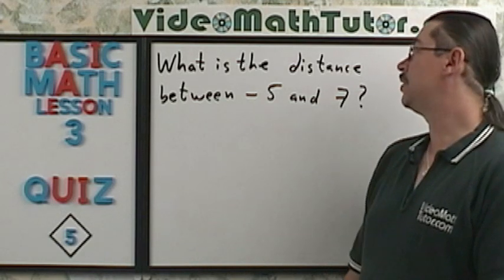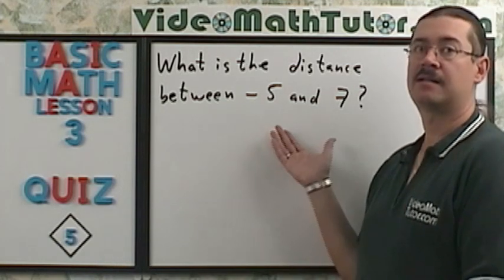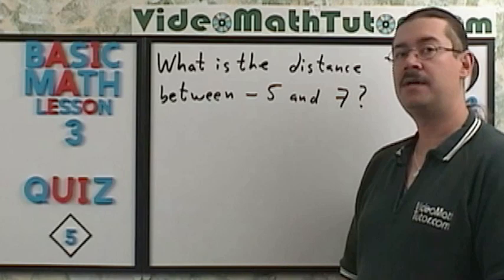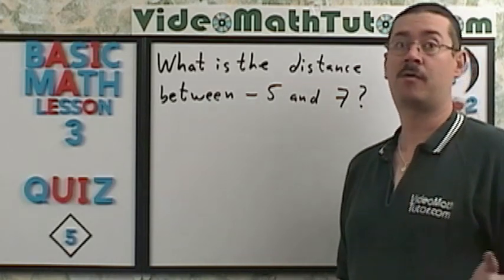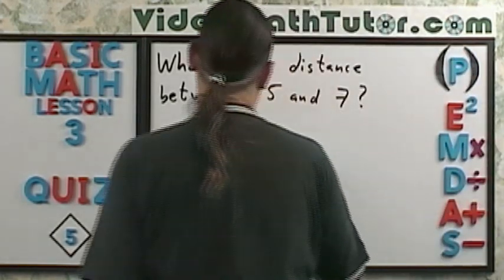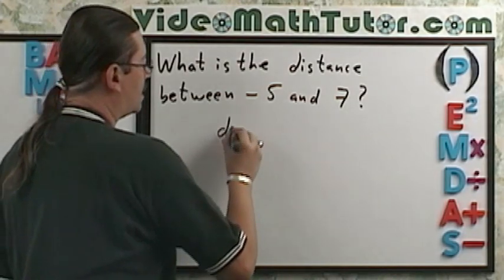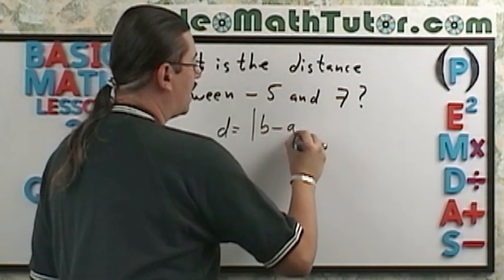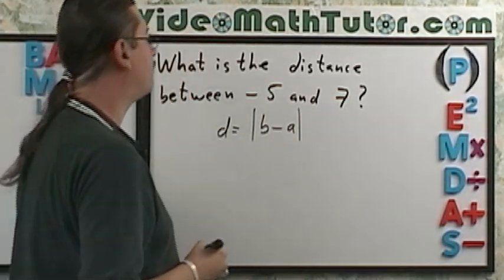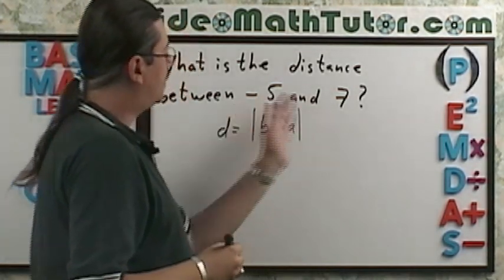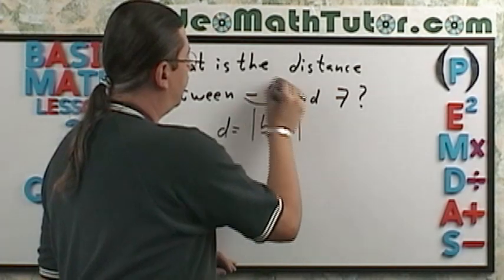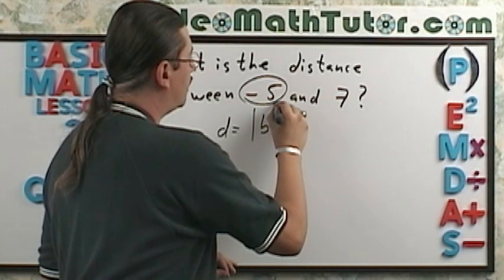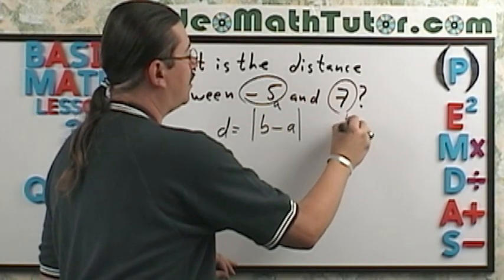What is the distance between -5 and 7? Well, for this, let's just use the distance formula. What is the distance formula? D equals absolute value of B minus A, or A minus B. I'm going to let the -5 be A, and I'm going to let the 7 be B.